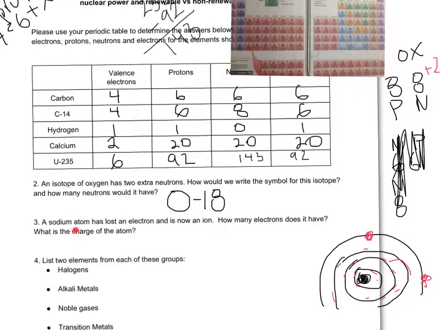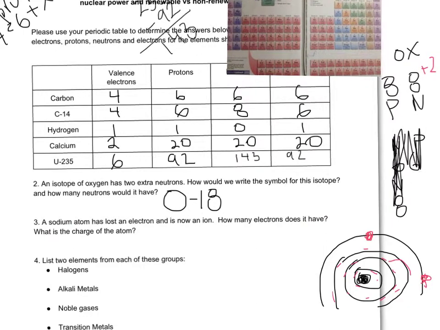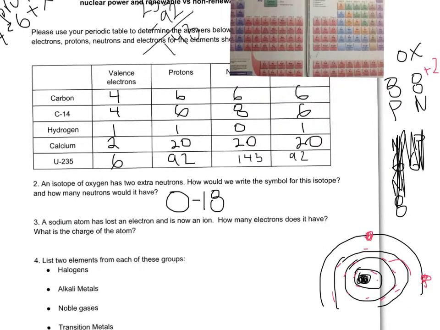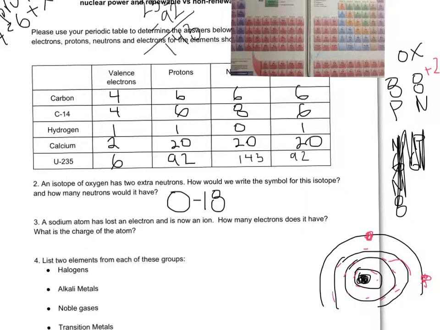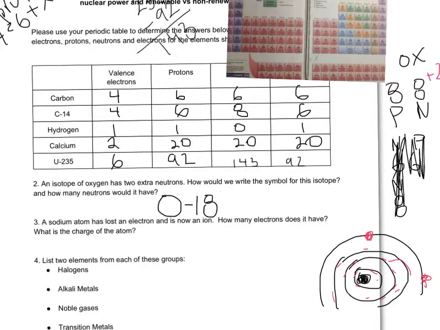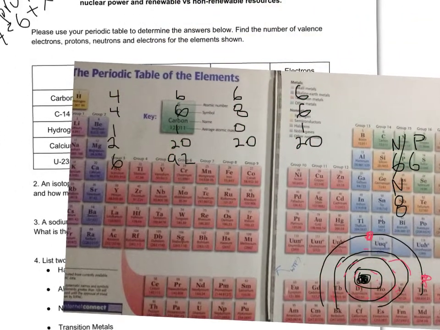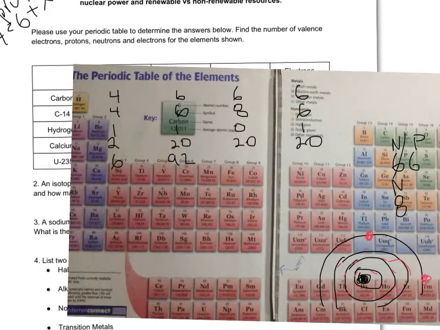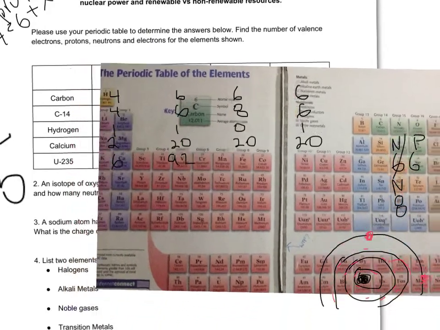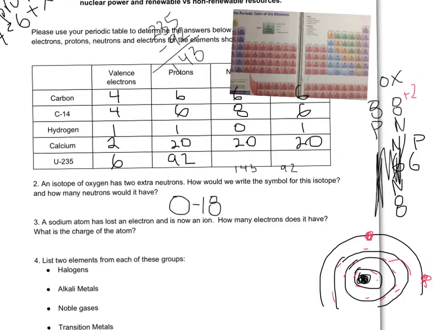Question 3. A sodium atom has lost an electron and is now an ion. How many electrons does it have? What is the charge of the atom? So let's again, oh dear, take a look at our periodic table. And maybe I can do it without moving it around. No. So sodium, it looks like 11 and 22. So let's put this back in place.